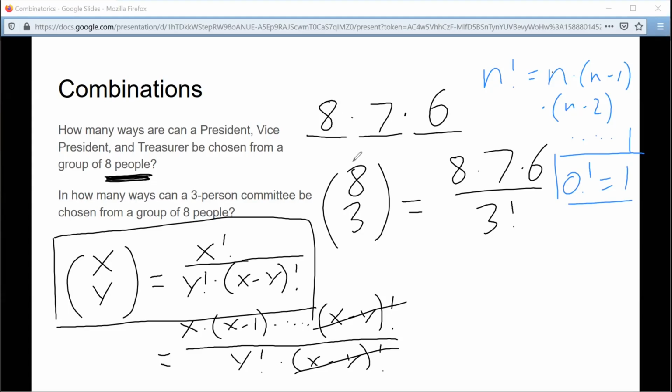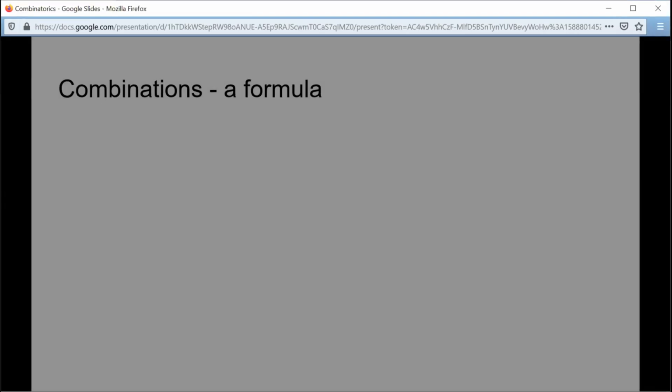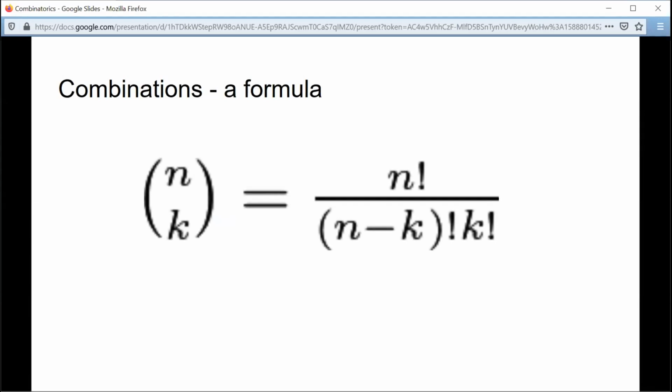So 3 factorial is 6, which means it would cancel out here. So our answer in the second question would be 56. And yeah, this was the formula I just mentioned. Sorry, I didn't make these slides, so you might want to take a screenshot of that or something, because that's a very important formula for combinatorics.